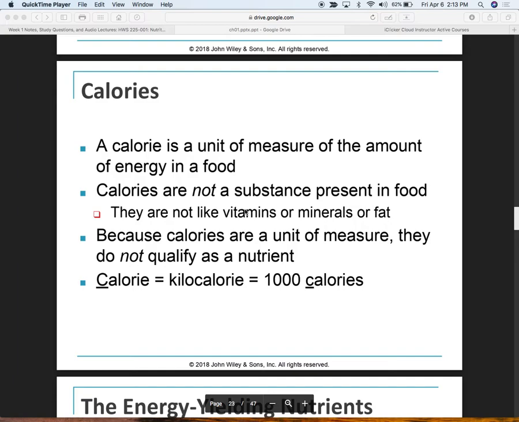Now, if you want the daily metabolic rate, that's the total number of calories that you burn throughout the day, including the calories you burn walking to class, going for a workout, recovering from that workout, fidgeting.